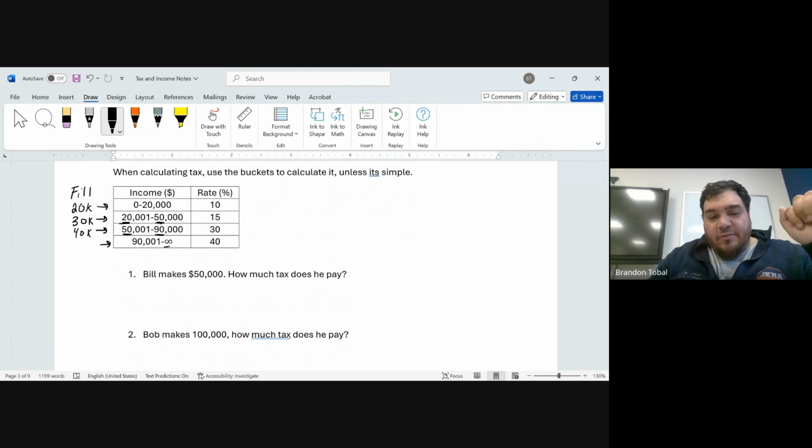The last bucket goes to infinity. Because it goes to infinity, I could fill the bucket forever. If I made a bajillion dollars minus 90,000, the rest is going to go into the fourth bucket.